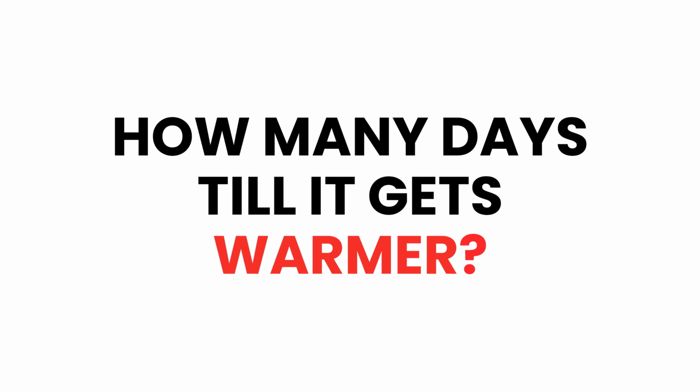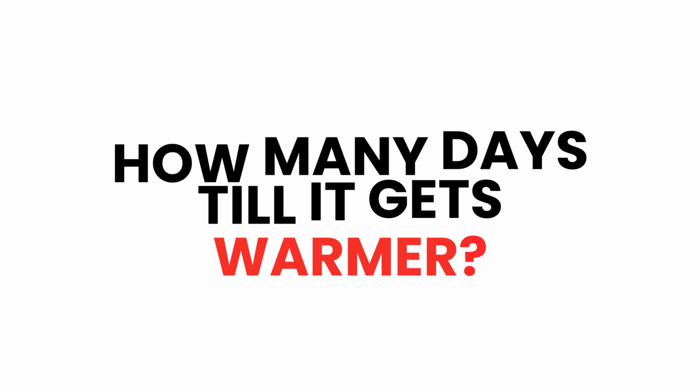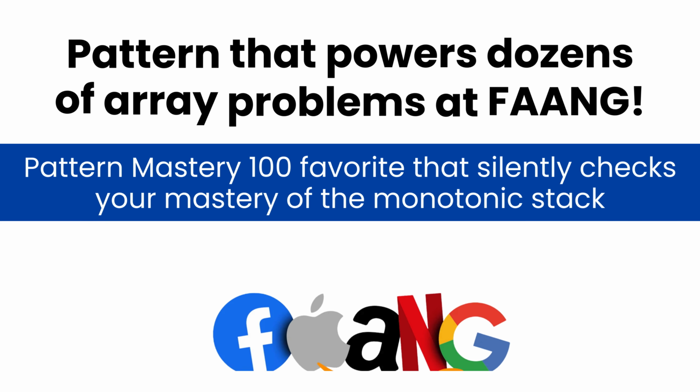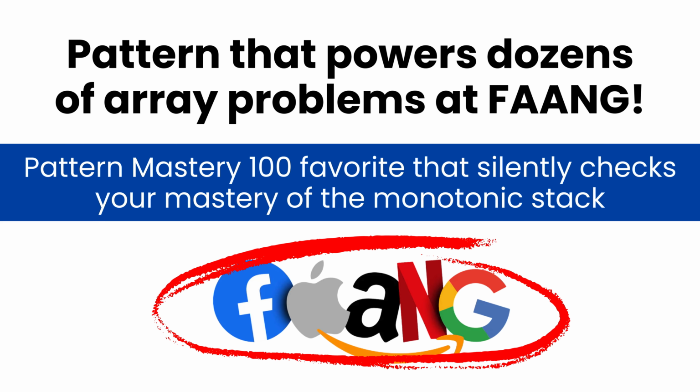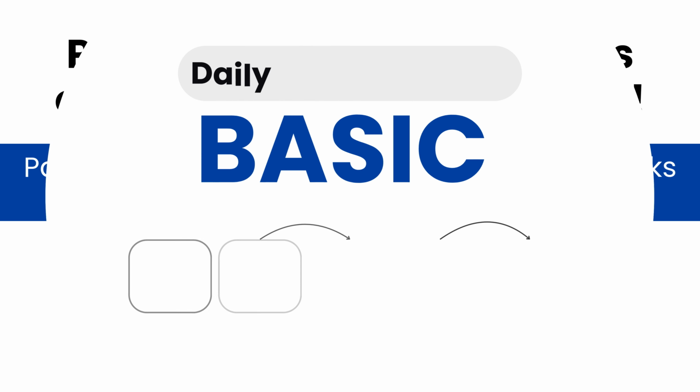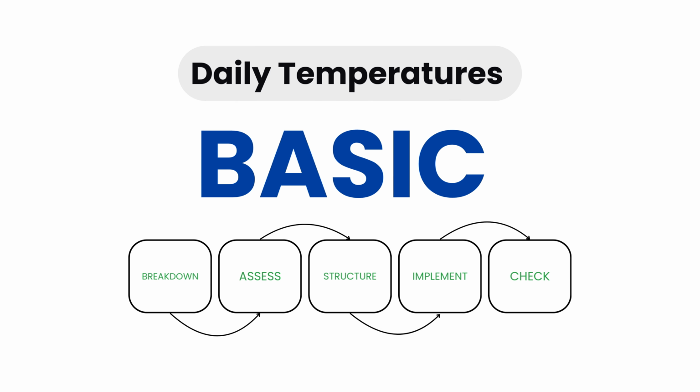Have you ever stared at a weather app and wondered, how many days till it gets warmer? Daily Temperatures is a Pattern Mastery 100 favorite that silently checks your mastery of the monotonic stack, a pattern that powers dozens of array problems. We'll turn scattered temps into instant answers with a clean O(n) sweep using the basic framework.